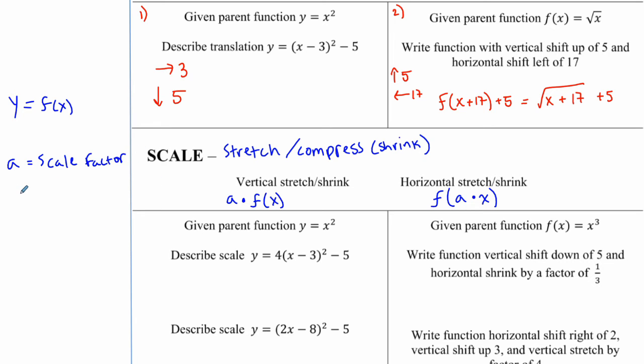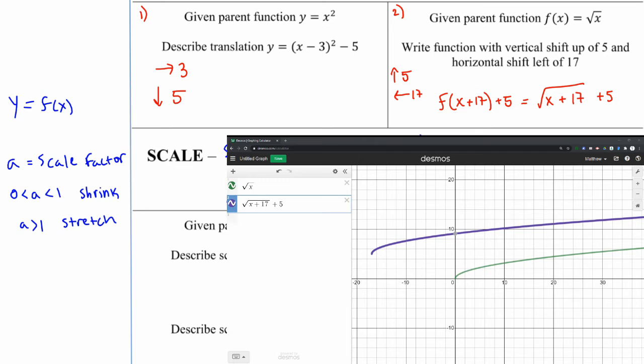And when our scale factor is between 0 and 1, we always think of our scale factor as a positive number, because when it's negative, then we start dealing with reflections, which we'll get to in a moment. So when a is between 0 and 1, that's called a shrink. When a is bigger than 1, you're looking at some sort of stretching. And we'll take a look at what that looks like with the graph of x squared.